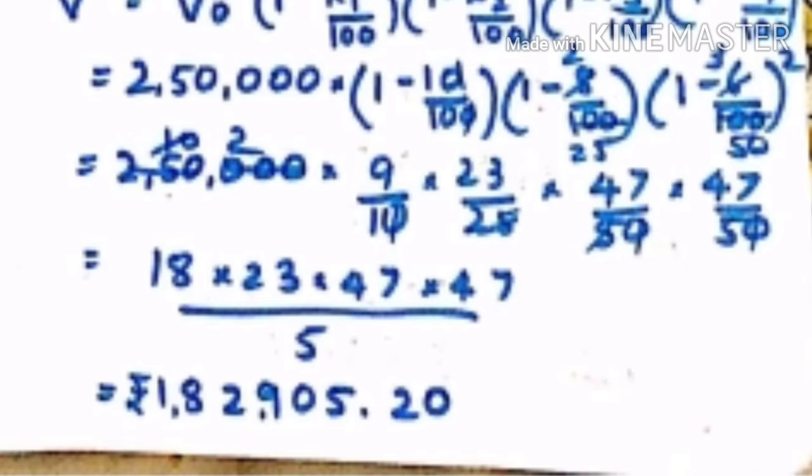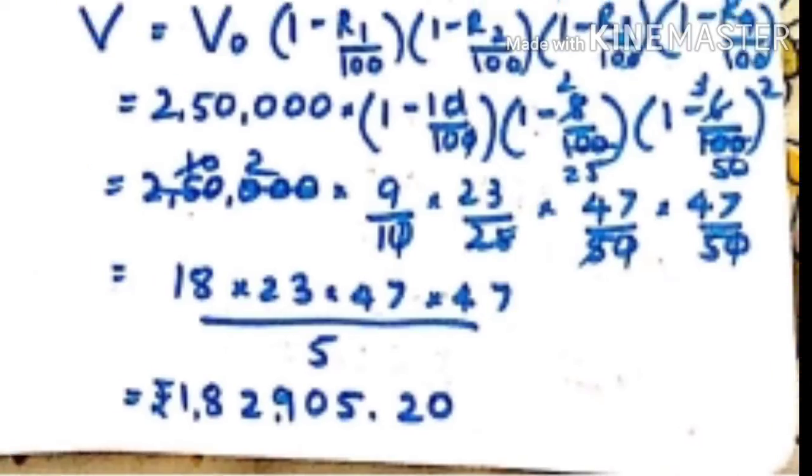So now I am left with 18 into 23 into 47 into 47 upon 5. You have to calculate the multiplication in the numerator and divide it by 5. So we get 1,82,905.20. Because there is 5 in the denominator, we get the answer in decimal.